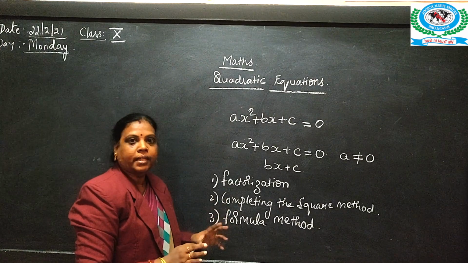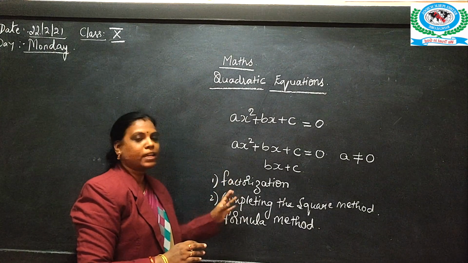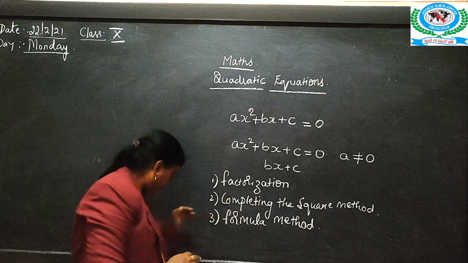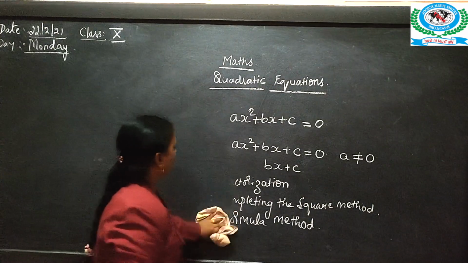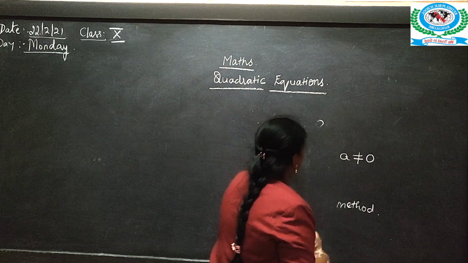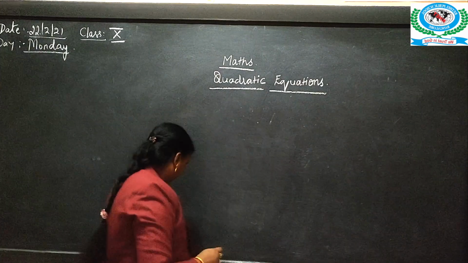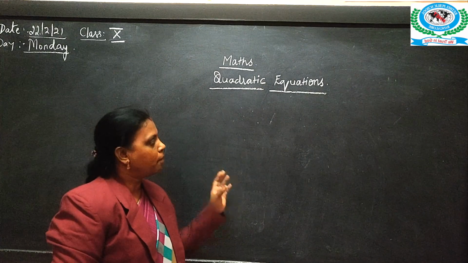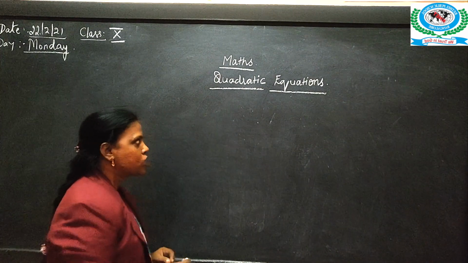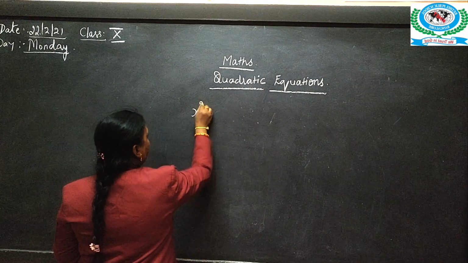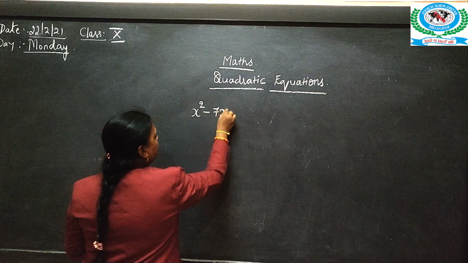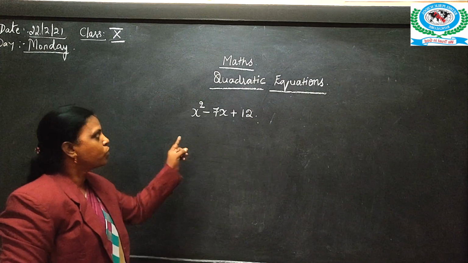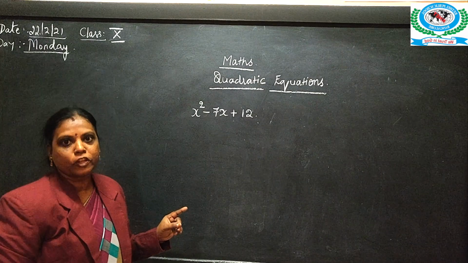So we will take an example and find out how to find the solution in three different ways. We will find out the roots by all three methods. Suppose it is x square minus 7x plus 12. Okay. First we will see how to solve this by the factorization method.